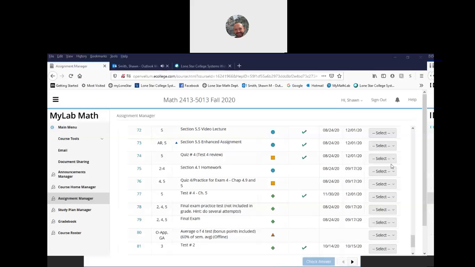Let's see, it's on the 8th, so maybe on the 4th I'll schedule that so you get a couple of days ahead of time before we actually have to do the final. All right, so let's go.